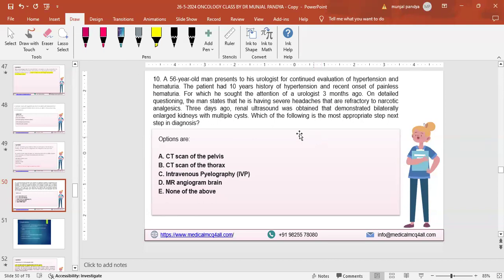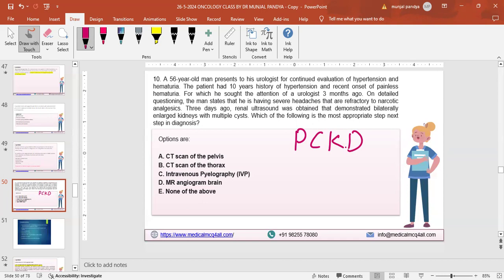Polycystic ovarian disease. MR angiogram brain. Sir, polycystic kidneys. Yeah, sir, polycystic kidney disease or ovarian disease? Polycystic kidney disease. Yeah, so you told me ovary, but it is not ovary. This is polycystic kidney disease, isn't it? Because there are a lot of cysts.